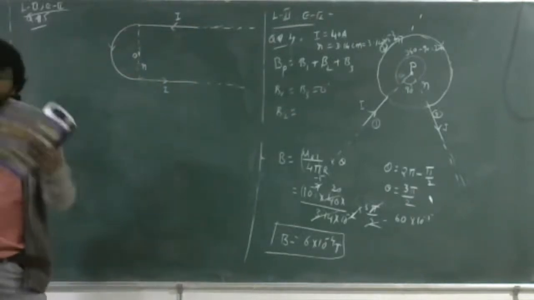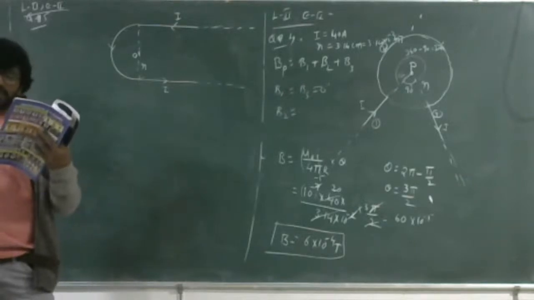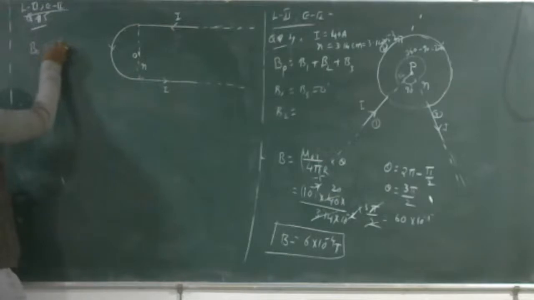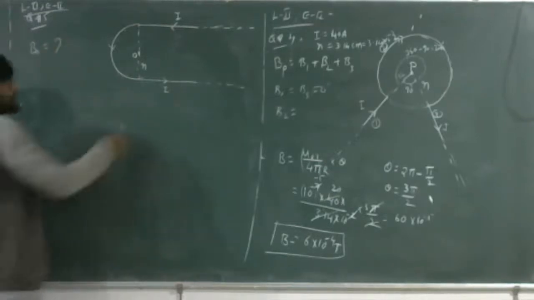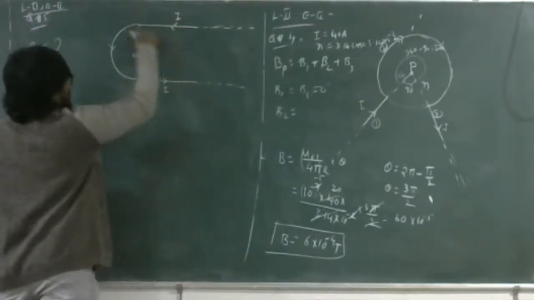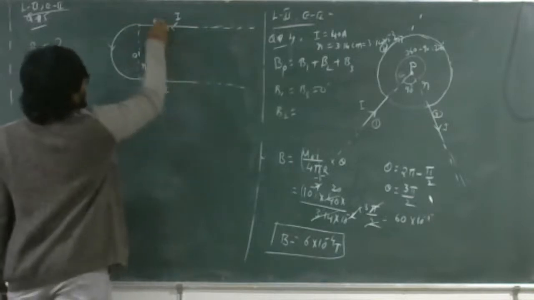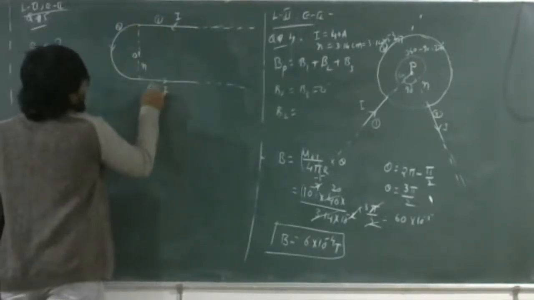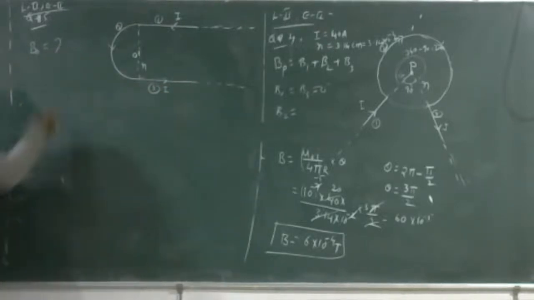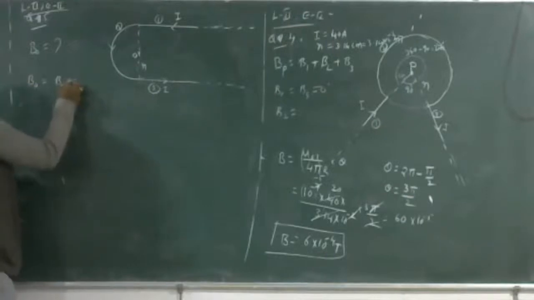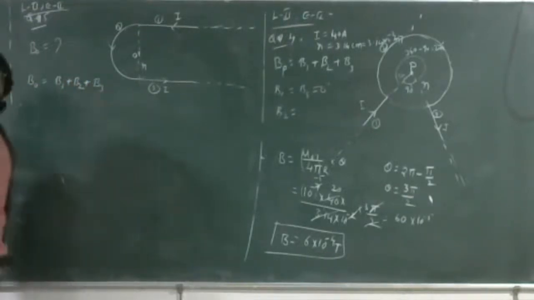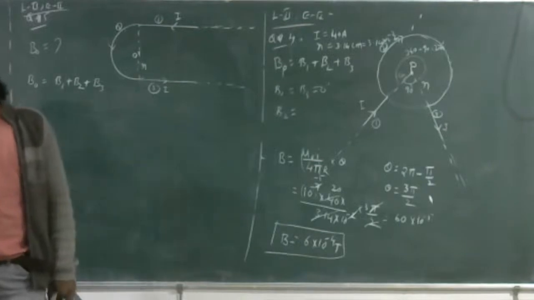So the question is the magnetic field at the center of the semicircle O. What is the total field at O? Total field due to this, how much? Due to this, how much? I will take these as conductor 1, conductor 2, conductor 3. So the total field B at O is equal to B due to 1 plus B due to 2 plus B due to 3. Got it?